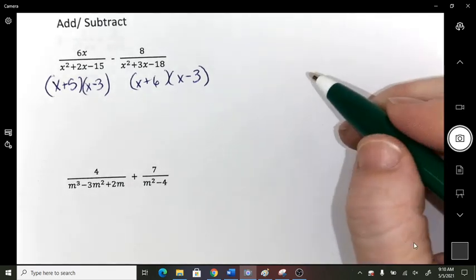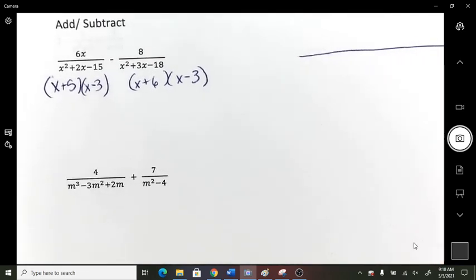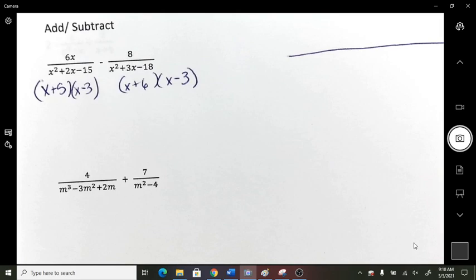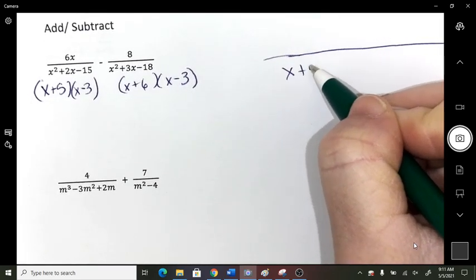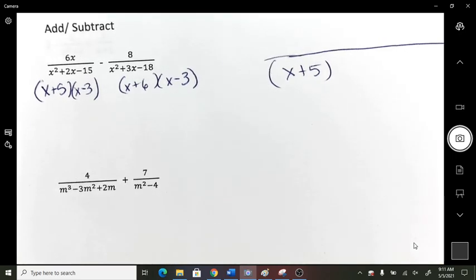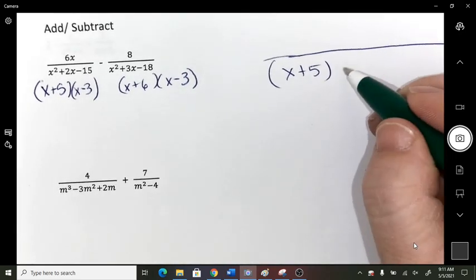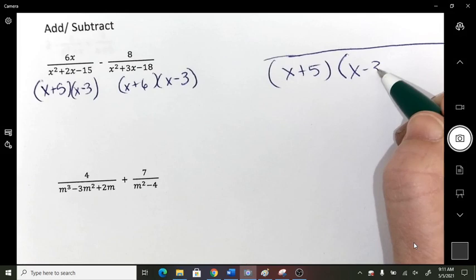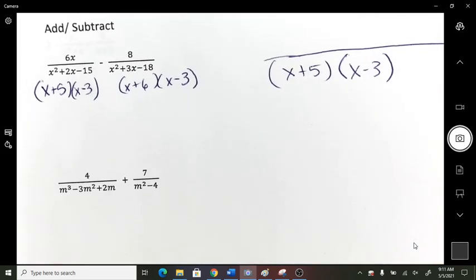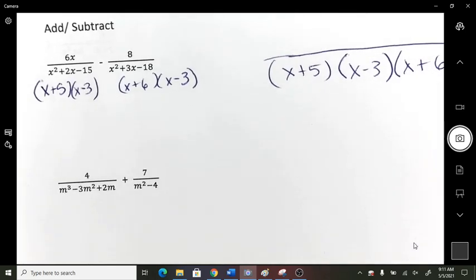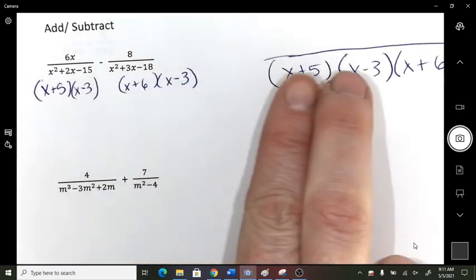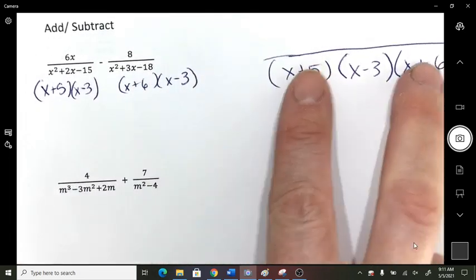Okay, so I want to go over here and say, what do I all need in my denominator? So I need an x plus 5 in there. I need an x minus 3 in there. And I need an x plus 6. As in, I could put my finger on those two, and then I could fit it in there. I could fit it in there.